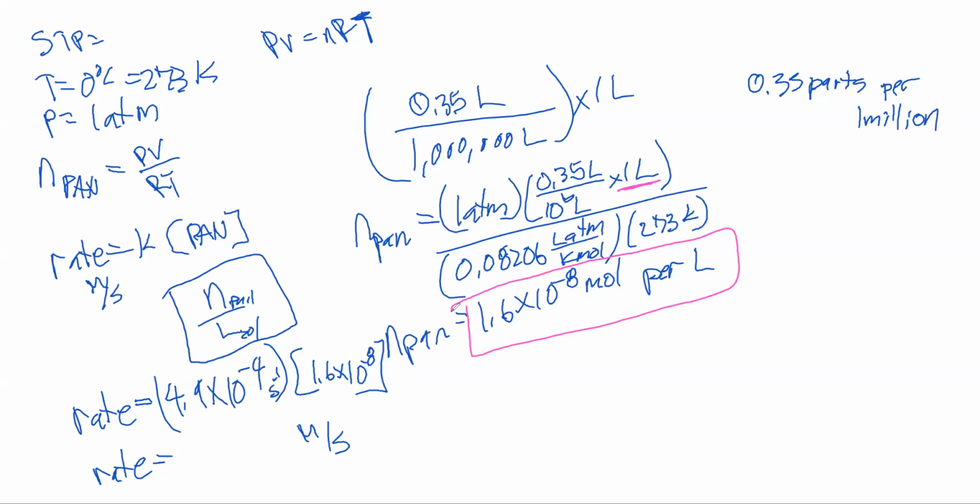So is the rate 7.7 times 10 to the negative 12? Yep, 7.7 times 10 to the negative 12. Very good.